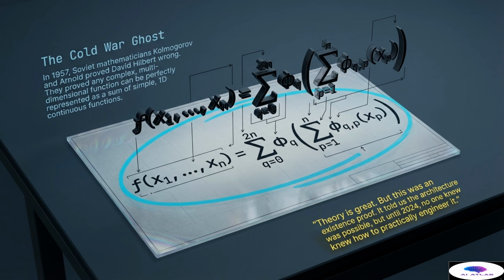The architectural implementation was possible in theory, but until 2024, no one really knew how to practically engineer it into a working neural network. We knew the architecture was possible, but we lacked the tools and the perspective to move it from a chalkboard equation into a functioning piece of software that could compete with the established perceptron model.